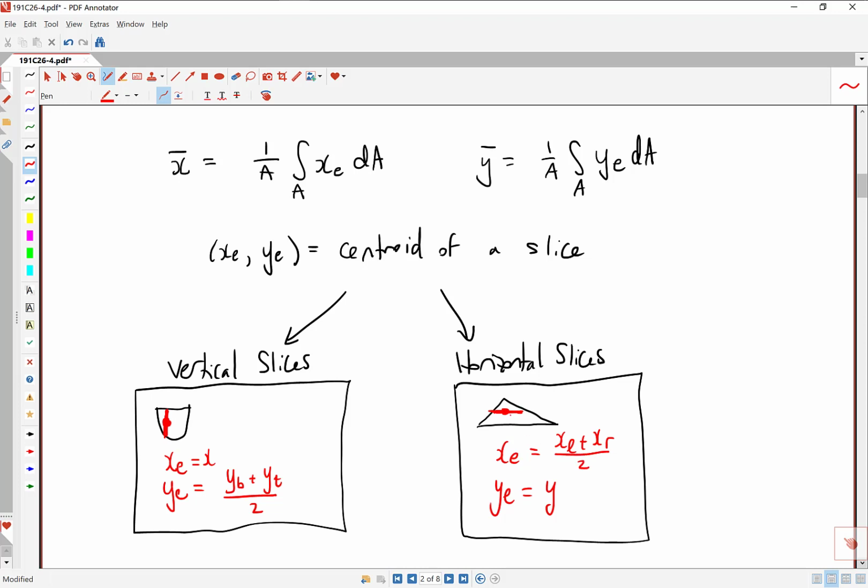To summarize, the 2 key formulas that we're going to use for finding the centroid of a thin metal plate are these 2 formulas that we've got up at the top. Then what we usually do is figure out x sub e or y sub e specifically for the situation that we're looking at. So with that, let's jump into an example and we'll see how the whole process works.